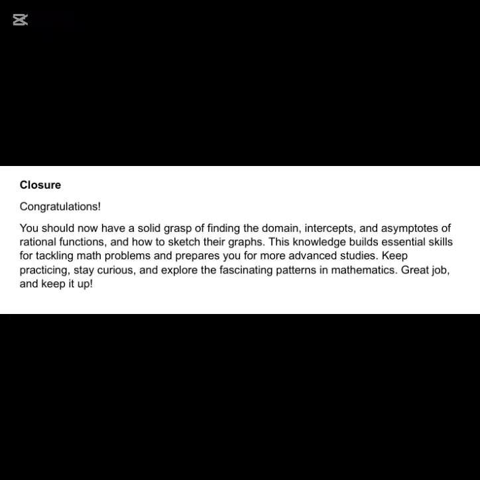Well done! You should now have a solid grasp of finding the domain, intercepts, and asymptotes of rational functions, and how to sketch their graphs. This knowledge builds essential skills for tackling math problems and prepares you for more advanced studies. Keep practicing, stay curious, and explore the fascinating patterns in mathematics. Great job, and keep it up!